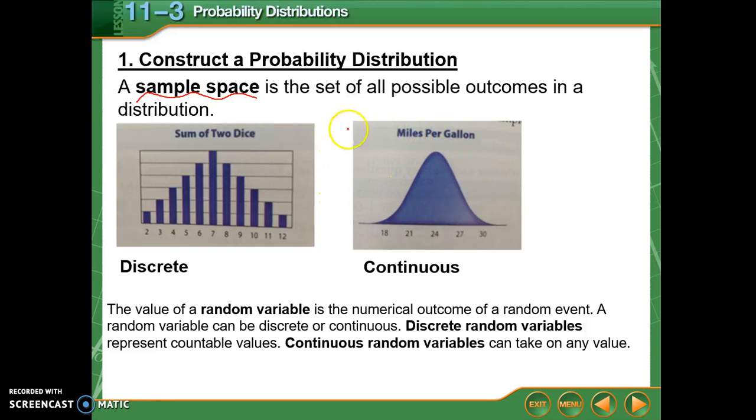And there are two kinds of distributions that we can talk about. We can talk about discrete distributions. Make sure you write that on your note guide. And continuous. The sum of two dice distribution is a discrete distribution.